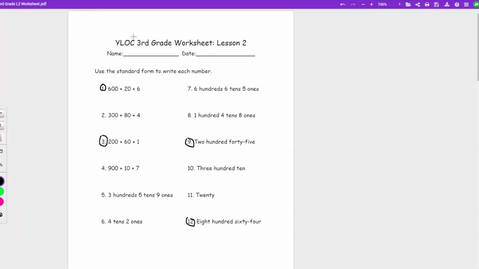Okay, so I'm going to be going over the third grade worksheet, lesson 2, and I'm going to be going over the circled questions. So, question 1, use the standard form to write each number. So, 600 plus 20 plus 6, well, 600 plus 20 is 620, and 620 plus 6 is 626, and that's our answer.